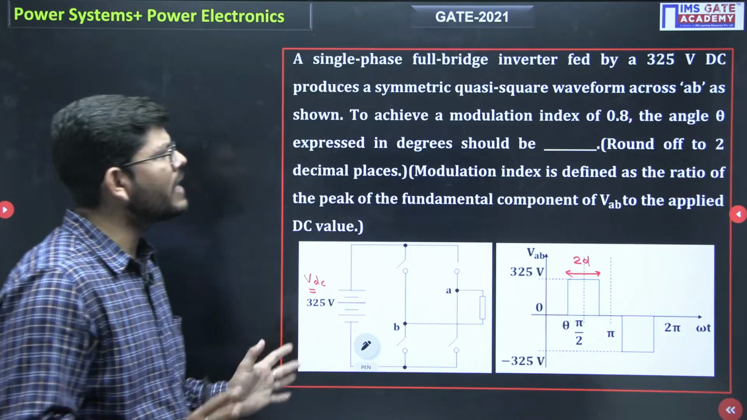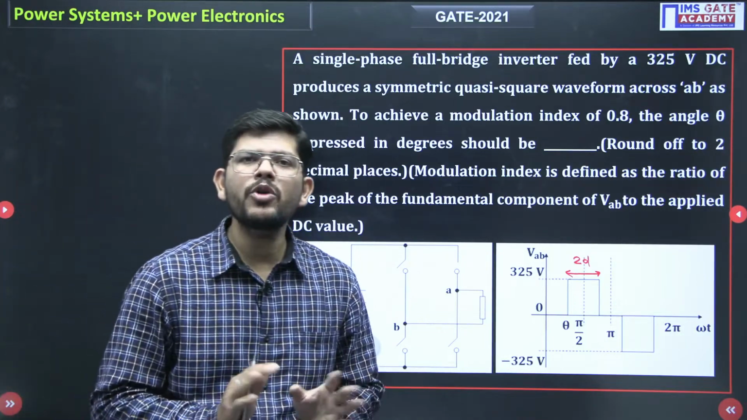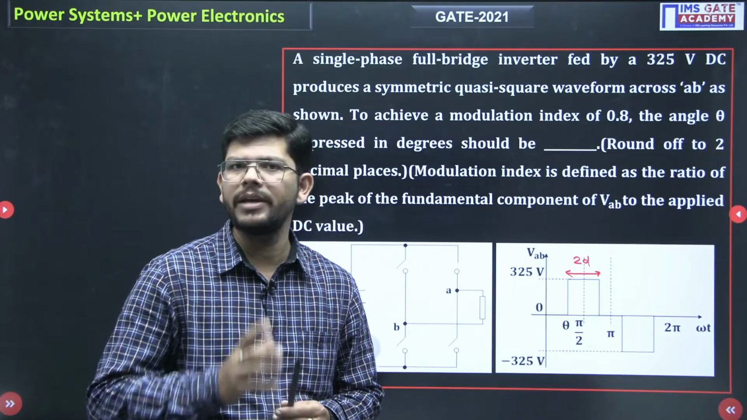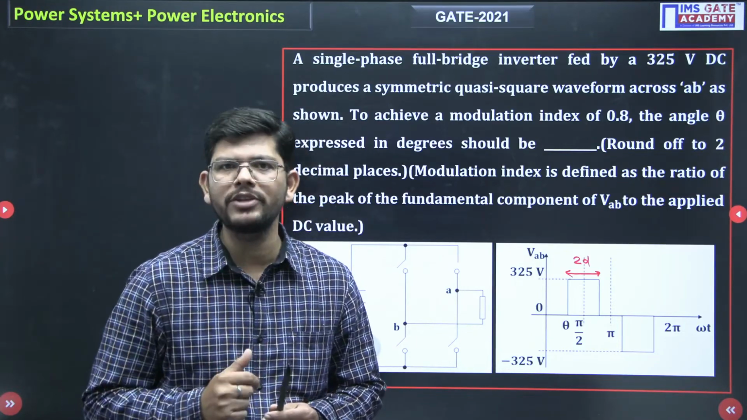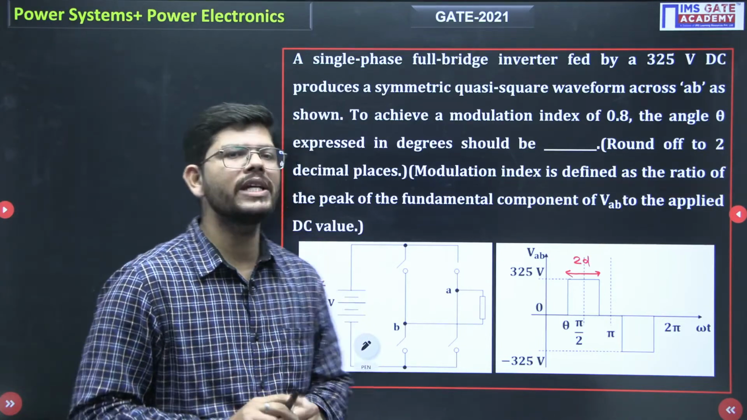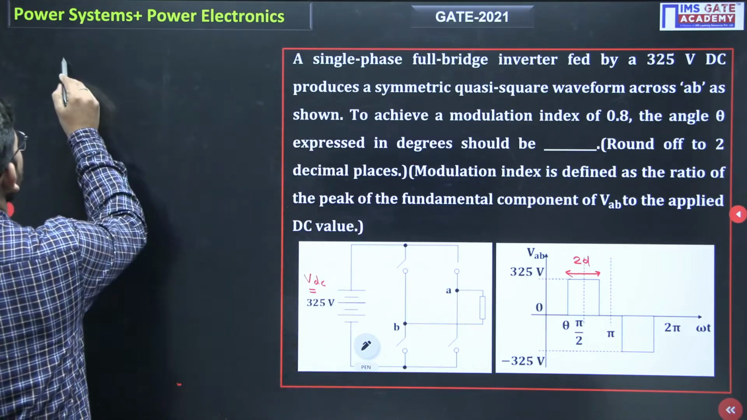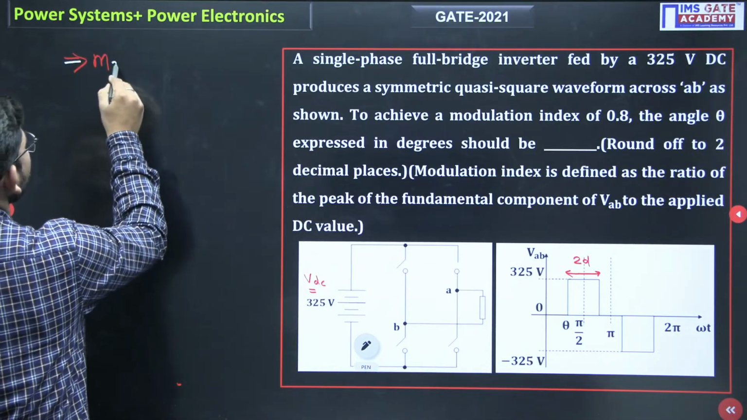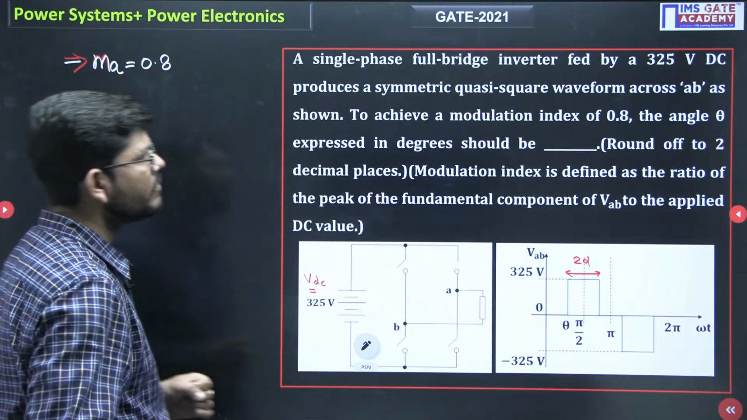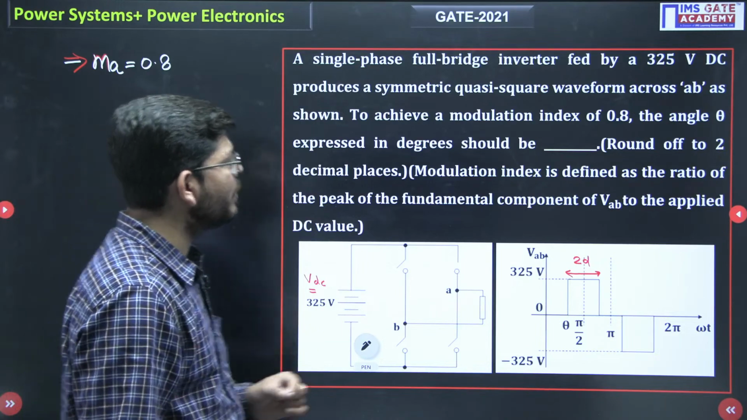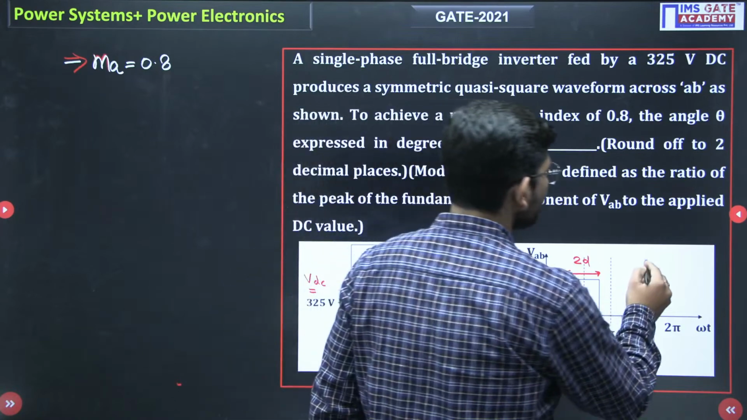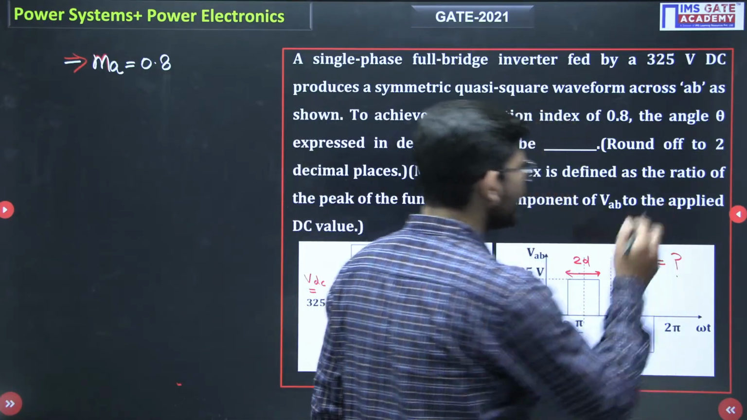To achieve a modulation index of 0.8, what modulation index do we want to achieve with the inverter? You know that modulation index plays a very important role. If you want to vary the output voltage of the inverter, modulation index is going to play a key role. So what is the modulation index given to us? 0.8. Note this point. The angle theta expressed in degrees should be, so we want to calculate the value of theta.